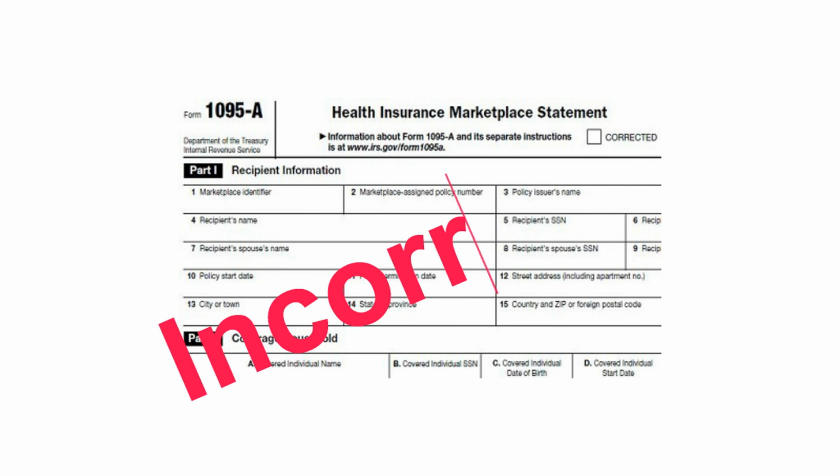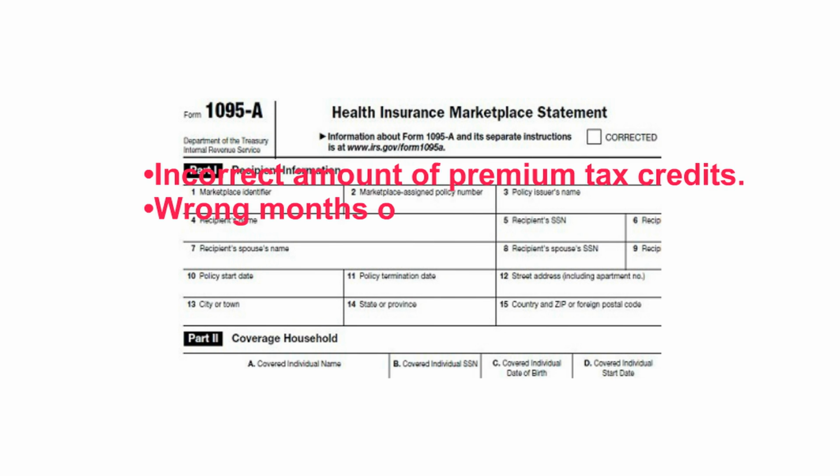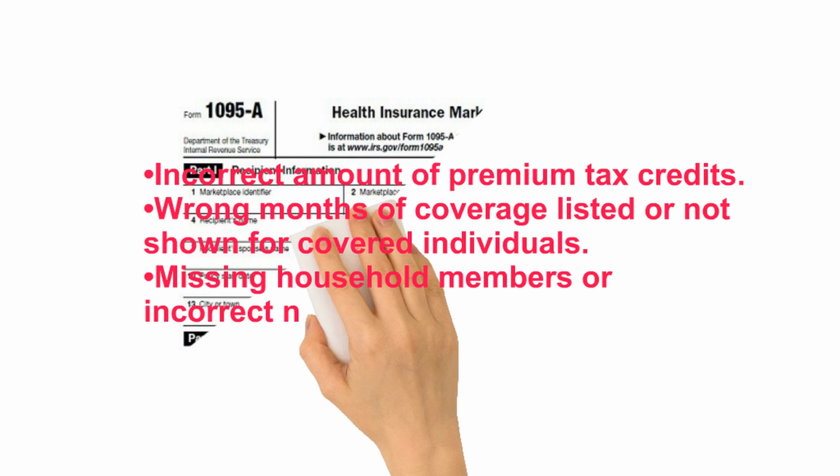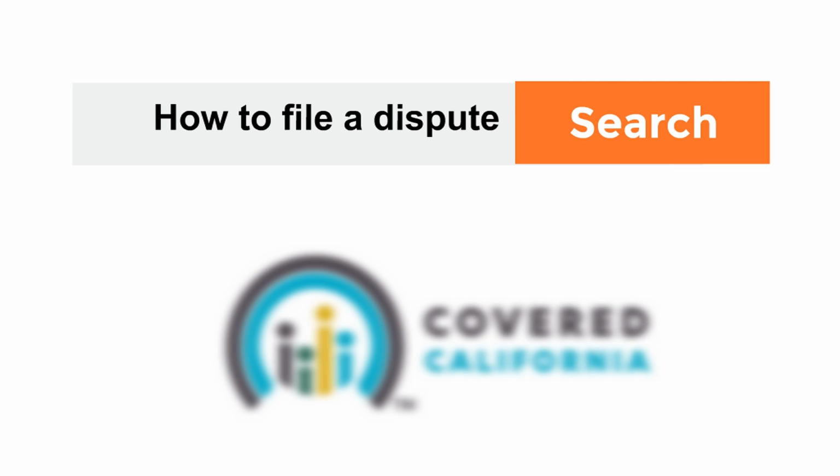If the information on your 1095A is incorrect, you can contact the Covered California Service Center to provide the right information and receive a corrected Form 1095A, or receive directions on how to make the necessary changes before filing your taxes. You can also complete the dispute form, especially if the information is wrong or missing.